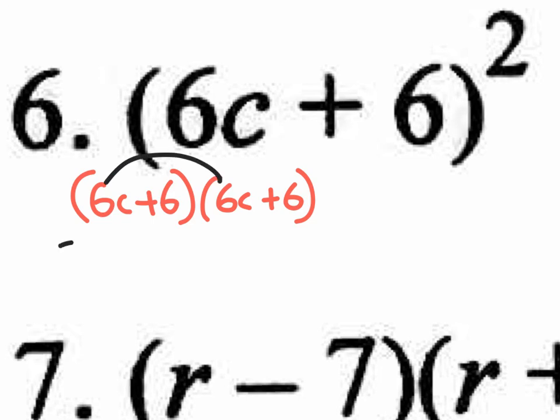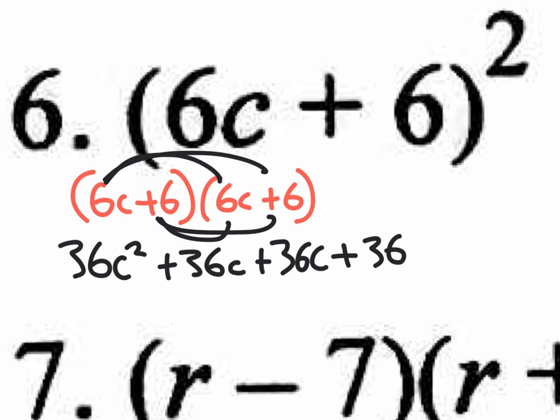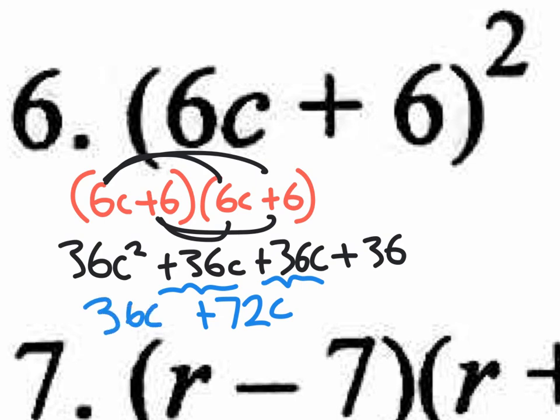6c times 6c, 36c squared. 6c times 6, that's positive 36c. And then 6 times 6c is another positive 36c. And 6 times 6 is positive 36. The only other thing you could do is combine the positive 36c with the positive 36c, giving you a positive 72c. So we have the first term, 36c squared plus 72c plus 36 as your final answer.